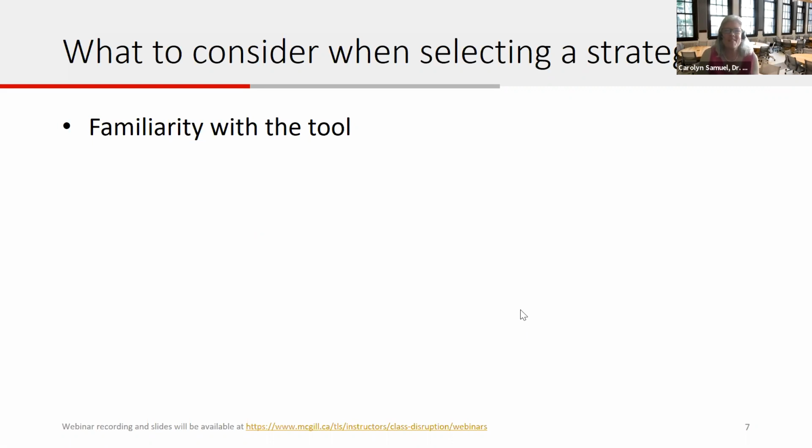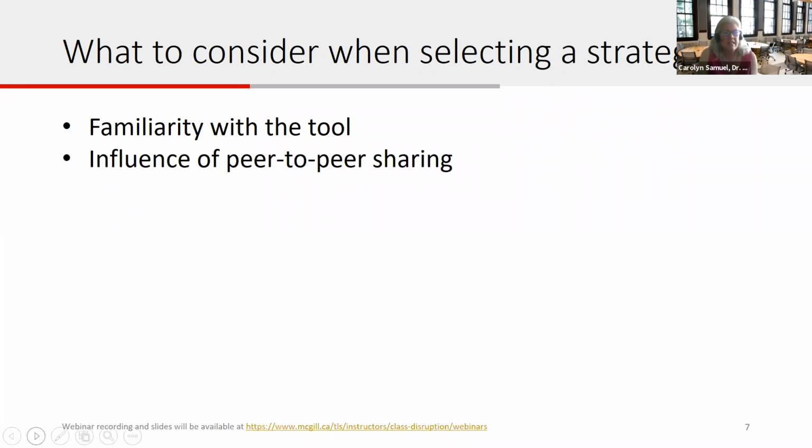Okay, so coming back to the considerations, familiarity with the tools. Now that we're mid-course, it might not be the time to try out a new tool, something that you are not familiar with and something that your students are not familiar with. Another consideration is the influence of peer-to-peer sharing. I mentioned earlier that if you have students in groups, there can be some influence from one peer's comments to another's, but that might be a good thing. So you have to decide what kind of feedback you want to get and if this is a strategy that you care to employ. Another consideration might be class size.